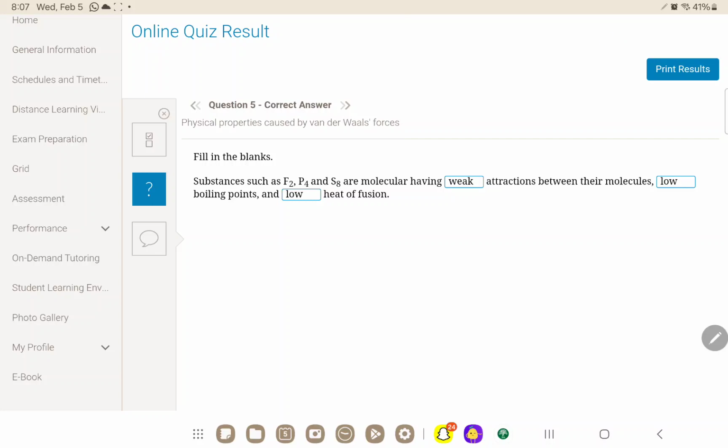Substances such as F2, P4, and S8 are molecular because they're molecules. So they have weak attractions called VDW, or van der Waals, between their molecules, and van der Waals attraction means they have a low boiling point and a low heat of fusion.